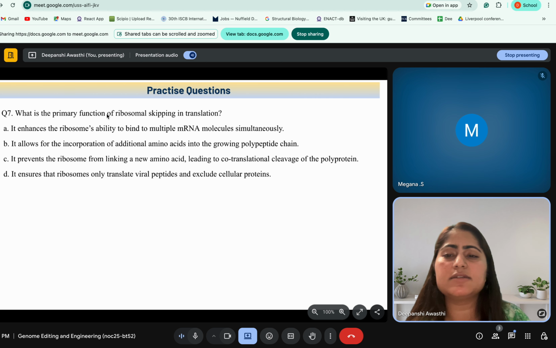Okay, next question: what is the primary function of ribosomal skipping in translation? Option A, it enhances the ribosome's ability to bind to multiple mRNA molecules simultaneously. Option B, it allows for the incorporation of additional amino acids into the growing polypeptide chain. Option C, it prevents the ribosome from linking a new amino acid, leading to co-translational cleavage of the polyprotein. And option D, it ensures that the ribosomes only translate viral peptides and exclude cellular proteins.